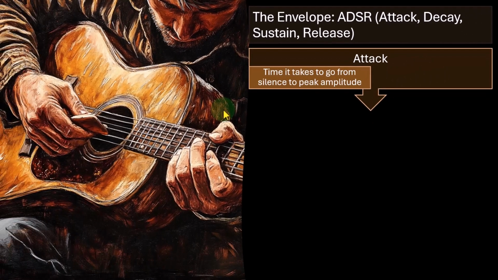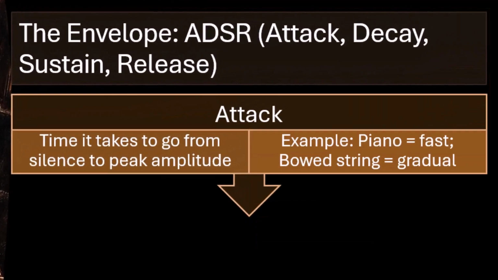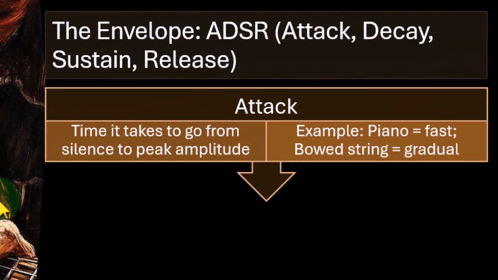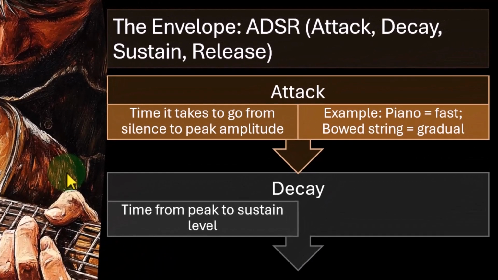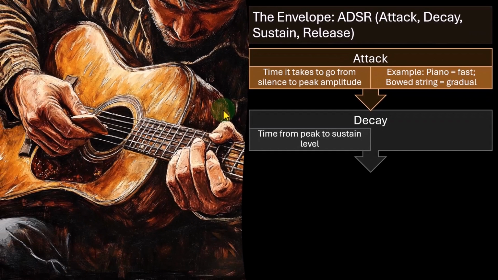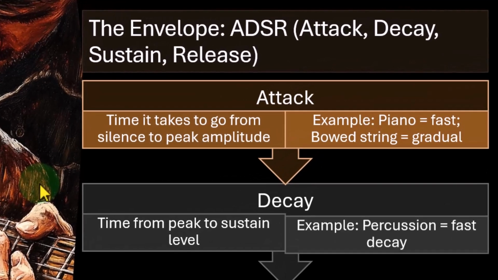If you were to show that on a tuner, then that peak might be a little bit higher than where it's going to sustain at, right? Depending on how the attack was. So then we have the example: a piano has a fast attack, a bowed instrument is more gradual. Then we have the decay, the time from peak to sustain level. So if you pluck the string on the guitar, it might peak higher than the actual tone that it's going to sustain on if you were to show that on a tuner, for example.